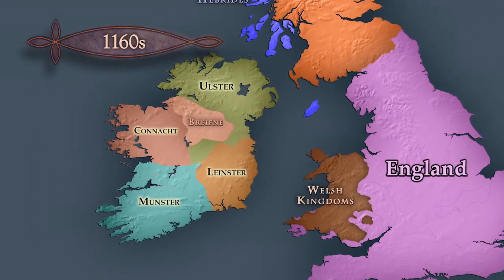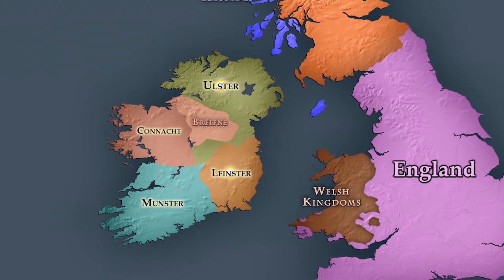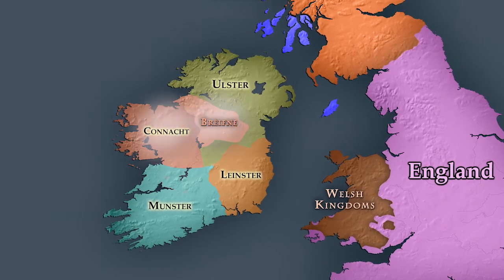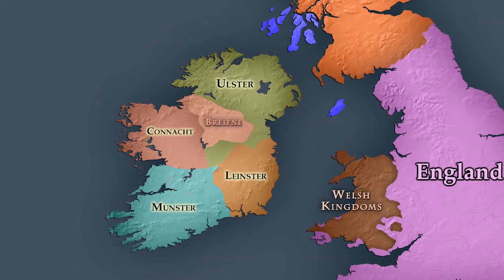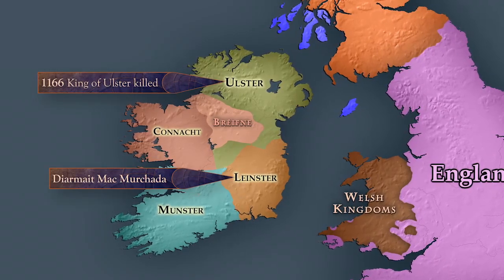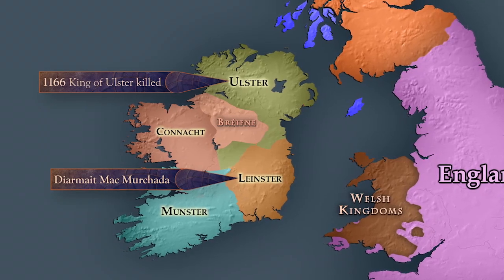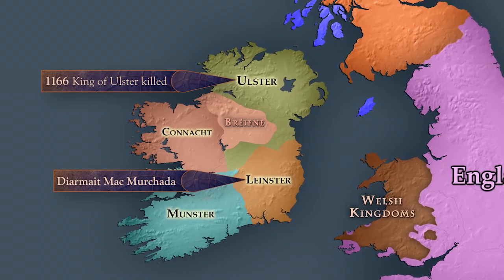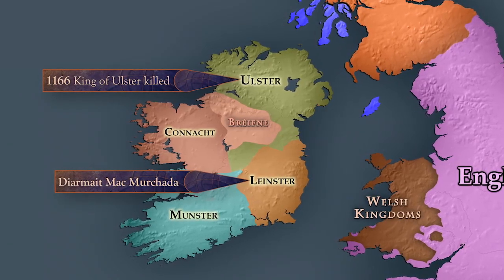Now back to some Irish politics. Those 4 or 5 major rulers I talked about a moment ago tended to fall into 2 opposing alliances. In the 1160s, these alliances consisted of the King of Ulster and the King of Leinster on one side, and the King of Connacht and the King of Breffni on the other. But in 1166, the King of Ulster was killed. This was bad news for the King of Leinster, Diarmaid MacMurrough, because he was now out of allies. And apparently he had worked hard at making enemies.